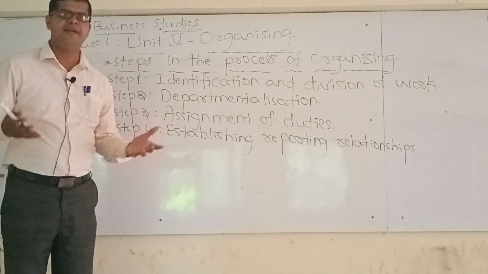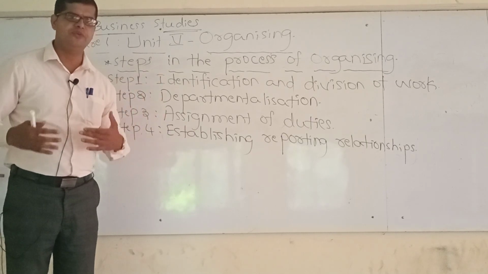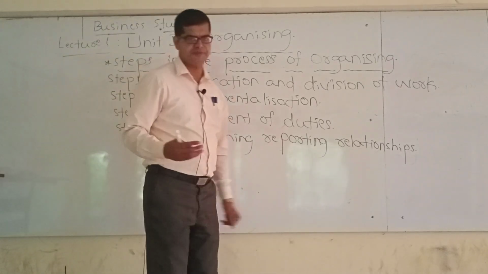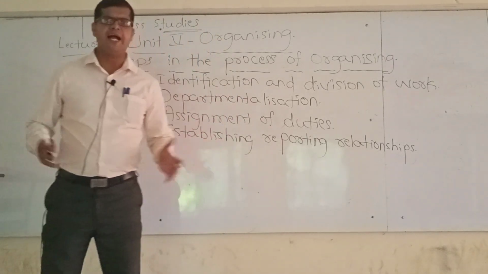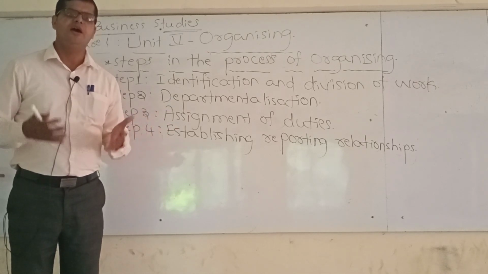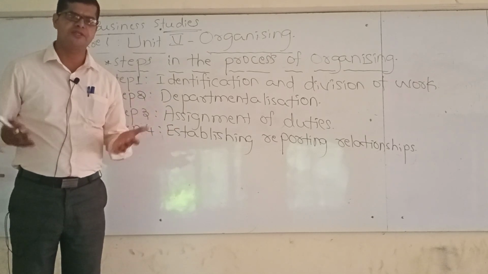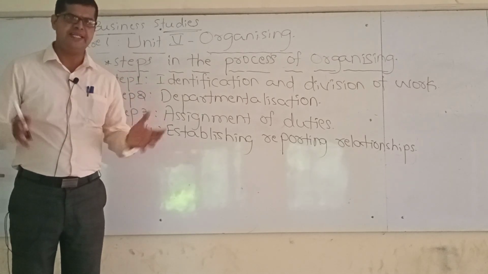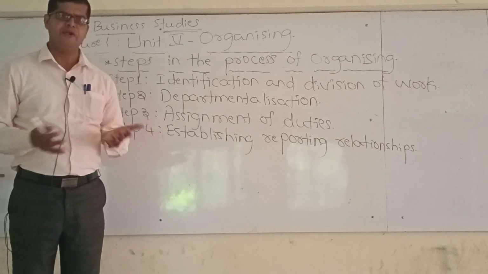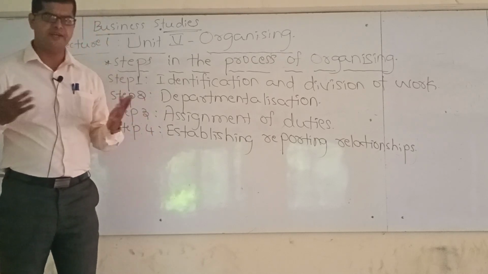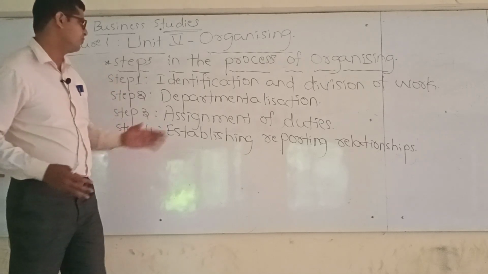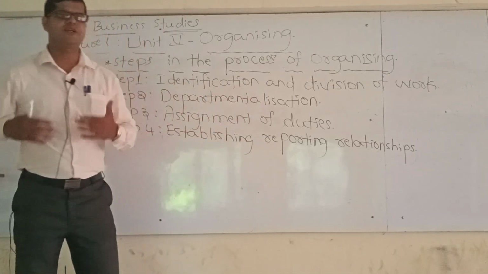Once you identify the work and divide the work, next comes departmentalization. We identified that we have to produce the goods, distribute the goods, and advertise our products. All that work we identified and divided among the number of workers. Okay, so for all the work, we have to create departments. That is departmentalization. So that's what I said.